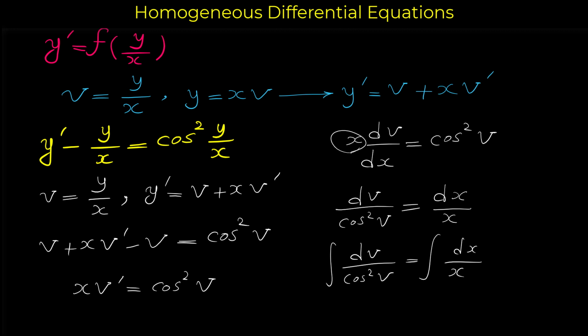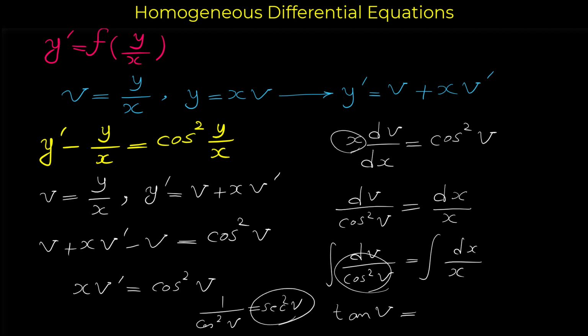Integral of dv over cosine squared of v is tangent of v. Note that here we have 1 over cosine squared. Cosine squared is in the denominator, and 1 over cosine squared is secant squared. And from the formulas of integrals, we know that integral of secant squared is tangent of v, because derivative of tangent is secant squared, and so integral of secant squared is tangent.